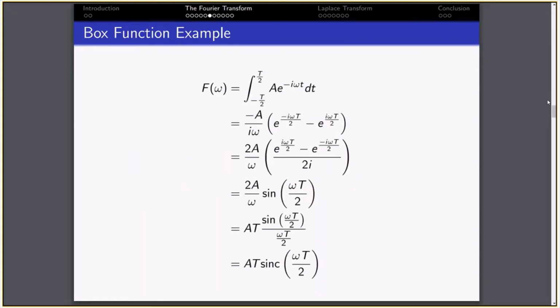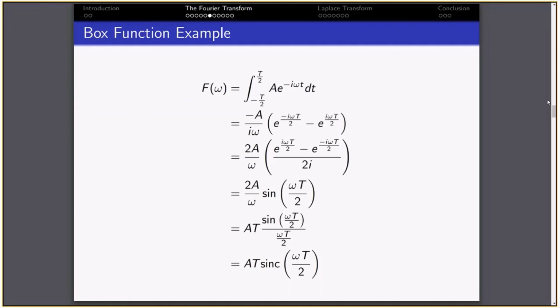So by simply taking this integral, we can simplify this out quite nicely, and then we can actually simplify the equation a little bit more by using that sine equation that we talked about earlier. And so all of this then ends up simplifying down to 2a over omega multiplied by sine of omega T divided by 2. Now, this is a perfectly acceptable answer for this equation.